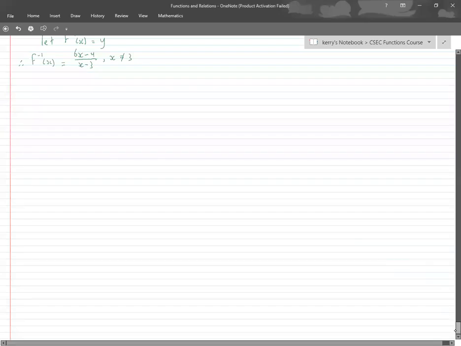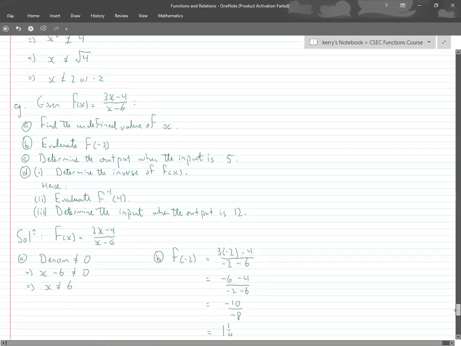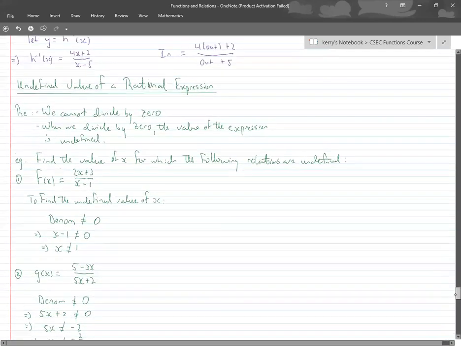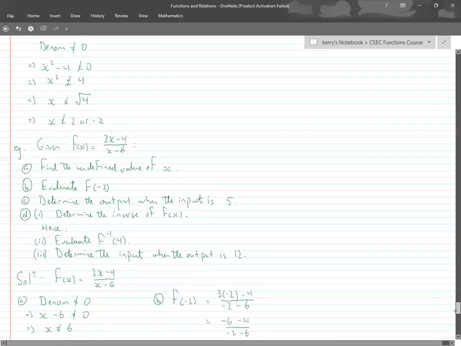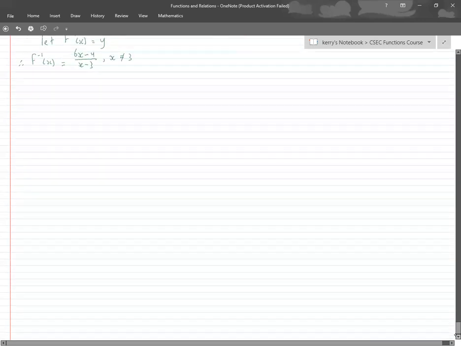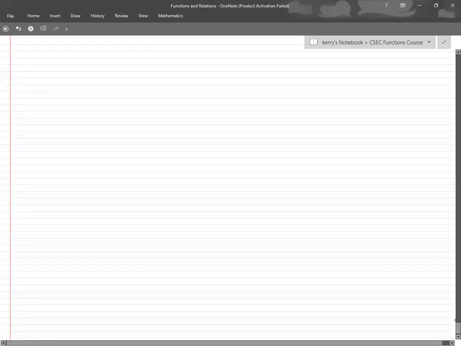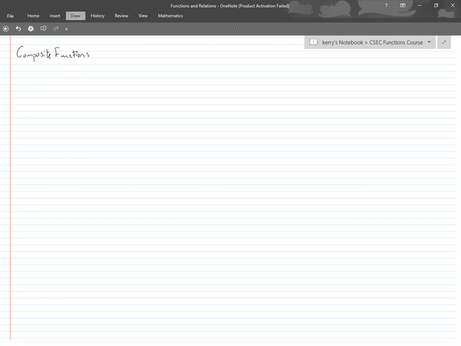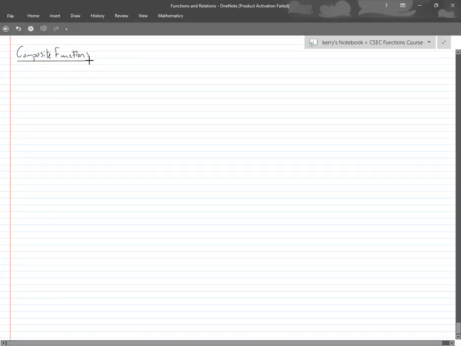Hi everyone. In the last session, we learned a little bit more about the inverse of a function and also how to find the undefined value of a rational function. So this now will be the last session of the theory behind functions, where we'll be learning the last thing that we need to know for CSEC functions, which is called composite function. Sometimes some people may call these functions within functions, and it also makes sense, right?